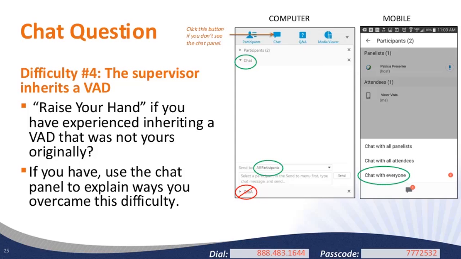I'll open up my chat here and see what we got. I'll give you guys a few minutes of think time, or in webinar world, that means a few seconds. So if you inherited a VAD, what did you do to overcome that challenge? And what you'll want to do is make sure you send to all participants. I am not going to get this name right.